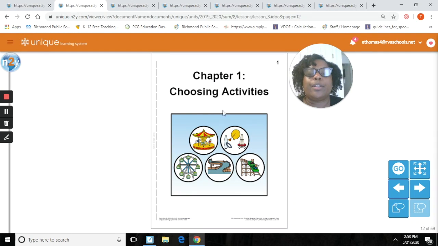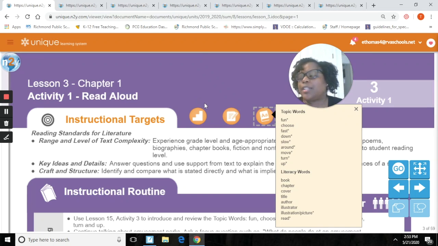So if you look here, we have the cover of our book, and we see some pictures on our book cover, right? Before we even get that far, let's go over our topic words, okay? These are some of the words that you're going to see in this particular story. What I want you to do is I'm going to say the words, and then I want you to say the words after me, okay? All right.